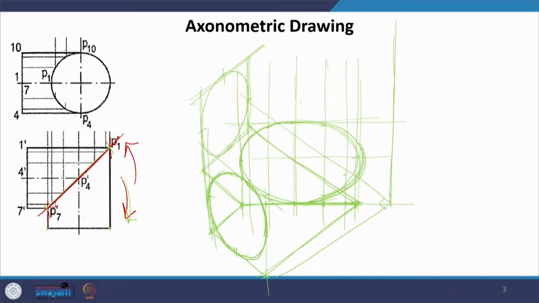Which is again perpendicular to HB. So, all three are perpendicular to HB, and now we have to join them. How will we join them? So, we have to draw tangents between these two, which is how they are going to be joining.